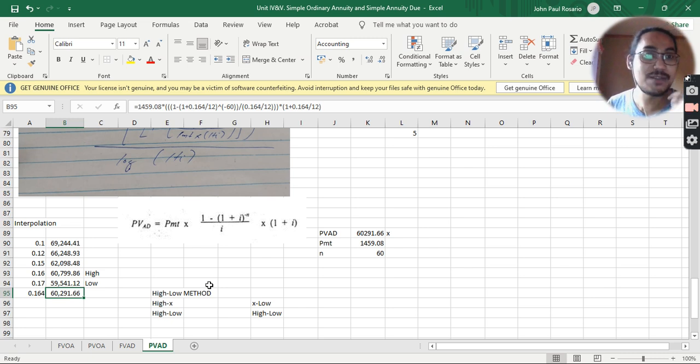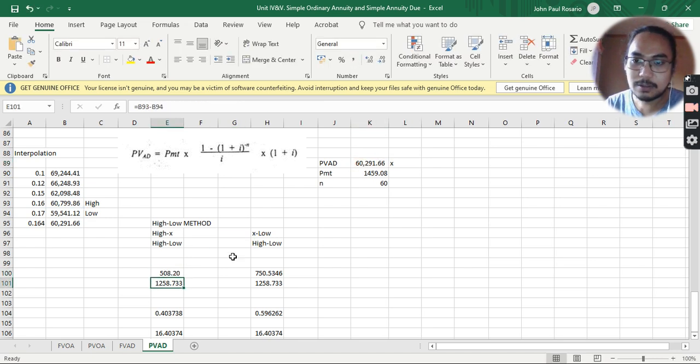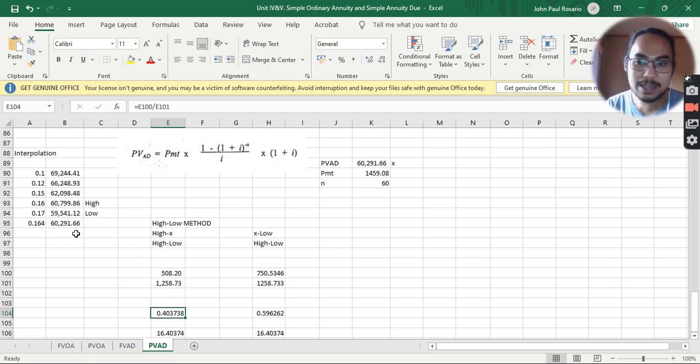So with that, our target of 60,291.66 is between 16% and 17%, or between 60,799 and 59,541. So now we can use our high-low method. Our x is here and our high and low are here. First, with our high: high minus x, and high minus low. The quotient of the difference is this one.